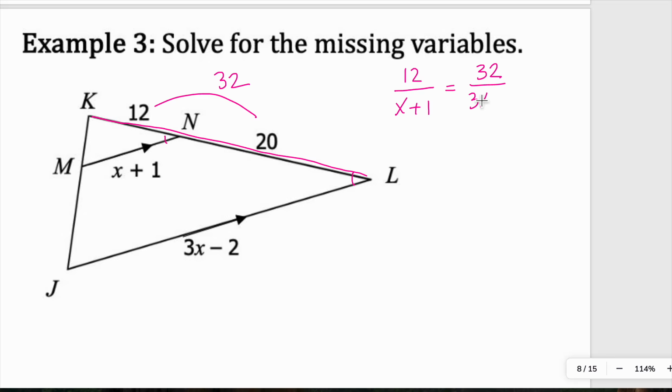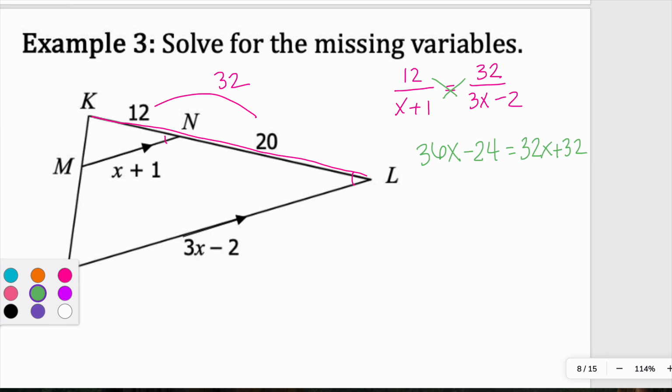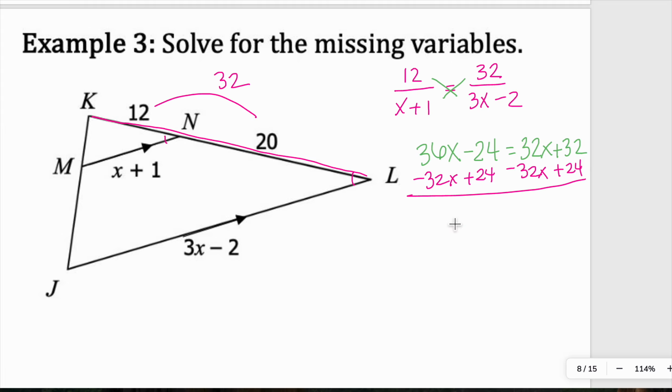over 3x minus 2. And then here's where I'm going to show a little bit of work here. Cross multiplying, 12 times 3x is 36x, and 12 times negative 2 is negative 24. And then 32 times x, 32x, plus 1 is 32. Next, I'm going to subtract 32x from both sides and add 24, so that I get 4x is equal to 56. So x is going to be 14.